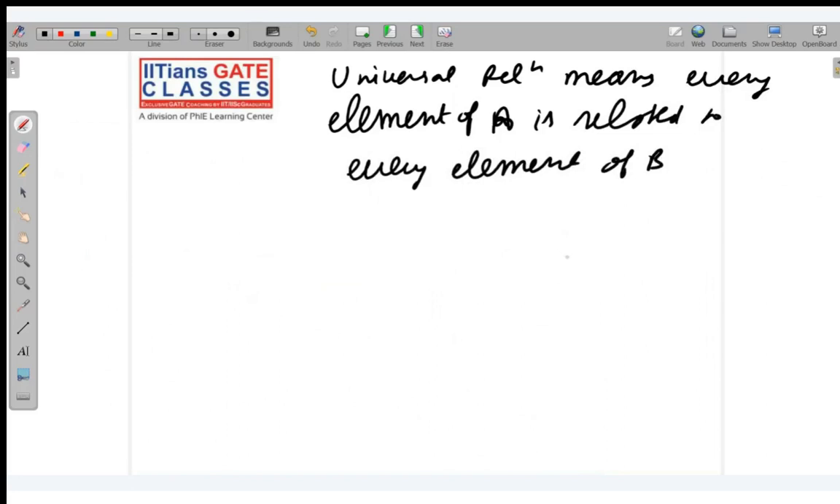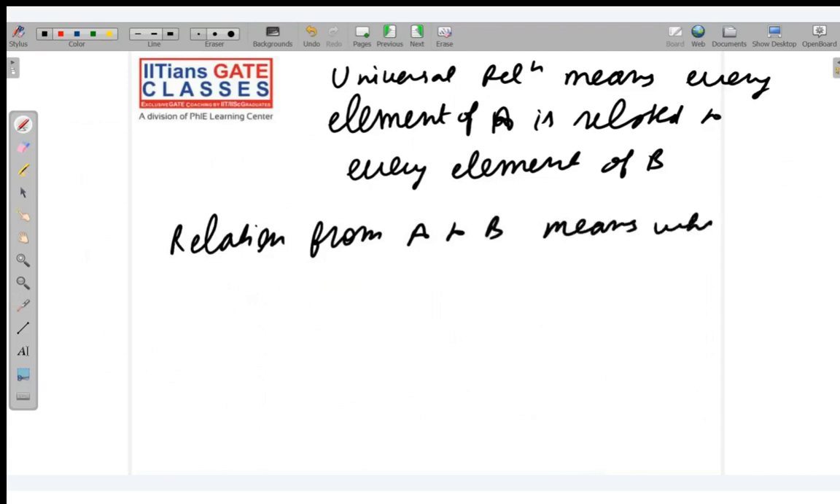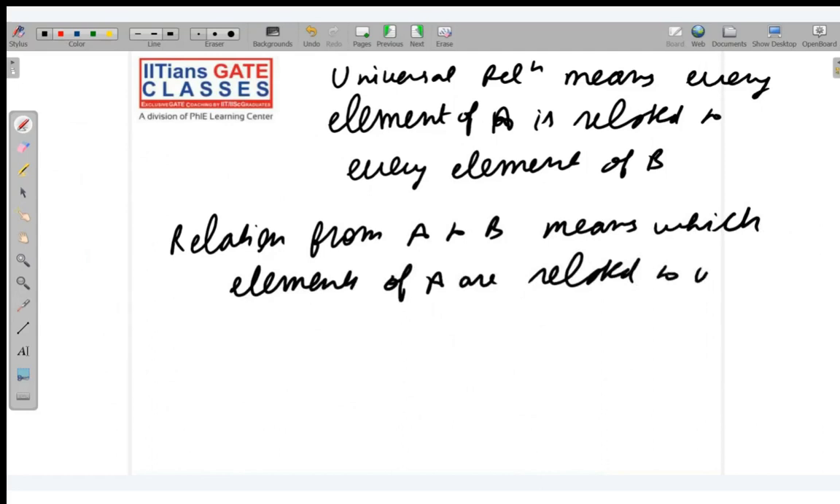Okay, and a normal relation means we will see which element of A is related to which element of B. Okay, so let me write it. Relation from A to B means which elements of A are related to which elements of B.